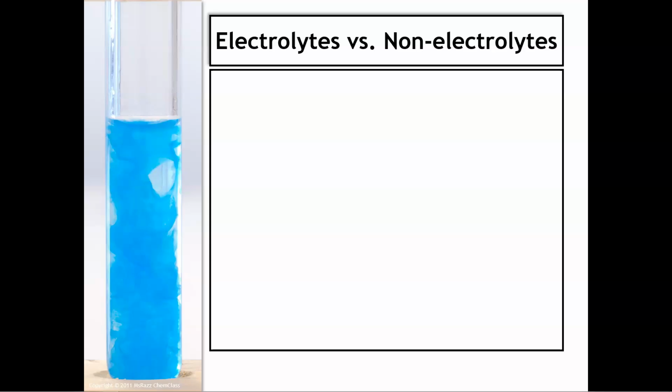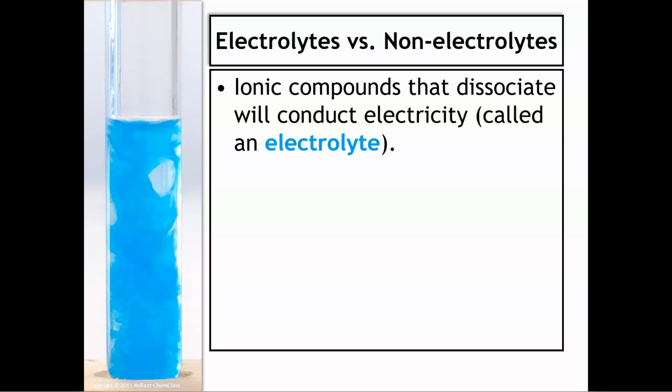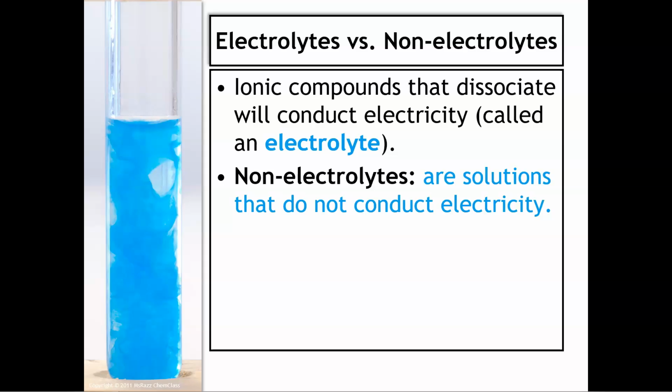Now, it's worth talking about electrolytes and non-electrolytes. Ionic compounds that dissociate will conduct electricity. This is called an electrolyte. Non-electrolytes are solutions that do not conduct electricity.